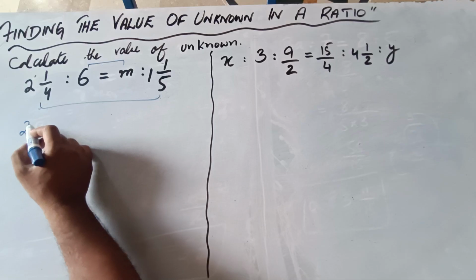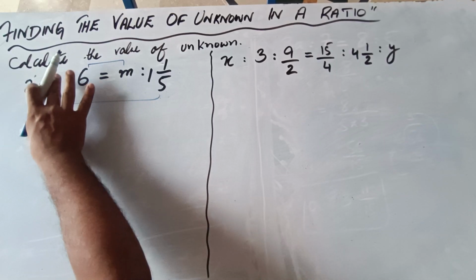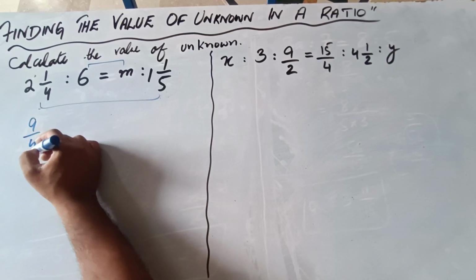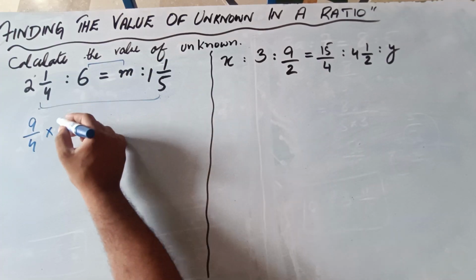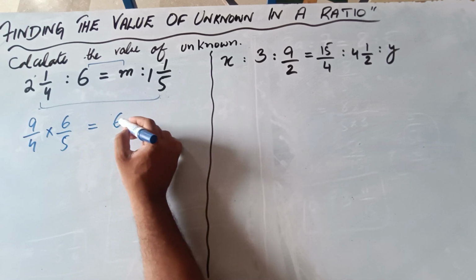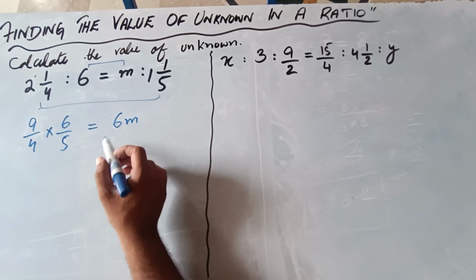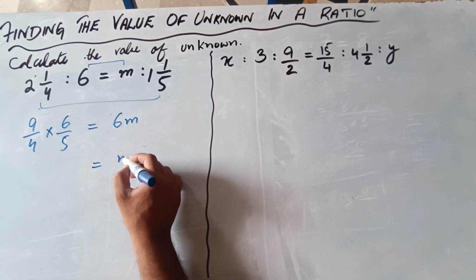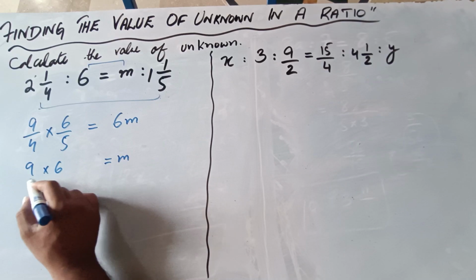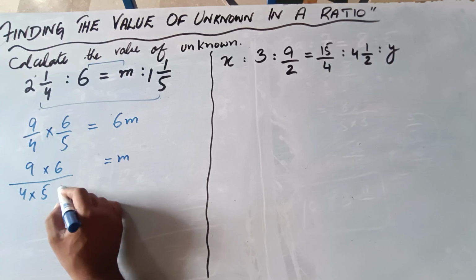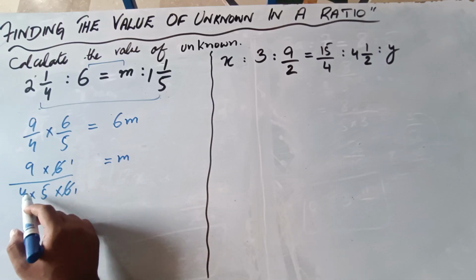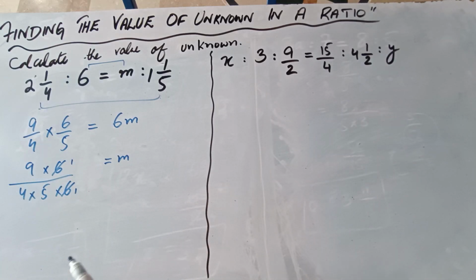This means 2 whole 1 upon 4 can be written as an improper fraction. 4 twos are 8 plus 1, 9 upon 4, multiplied by 5 ones are 5 plus 1, 6 upon 5, is equal to 6m. Now in the next step, this 6 will go in the denominator over there. So what would it become? 9 multiplied by 6 upon 4 multiplied by 5 multiplied by 6. The 6 will come over here. Nothing is cancelling.